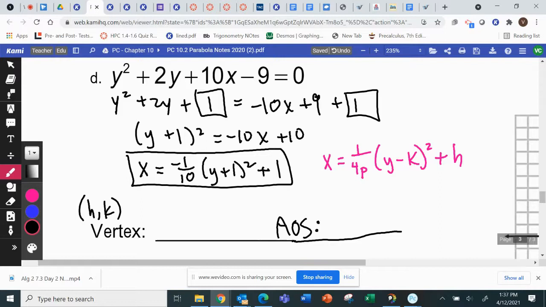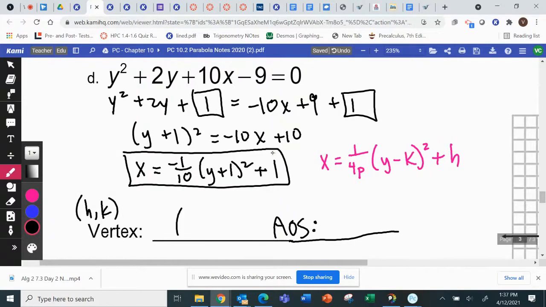Kevin, you got a guess for the vertex? (1, -1) is correct. Very good job. So (1, -1). What you want to do is do the opposite of what the sign is with the k, but keep the same sign with the h, but h has to come first. So the 1 has to come first, and then negative 1 would be the k value.